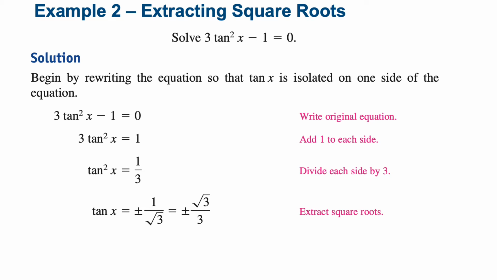How do we solve for the tangent? We take the square root of both sides. That's what your textbook says, extracting square roots. It's basically taking the square root of both sides. You get tangent of x on the left-hand side of the equation, and on the right-hand side, remember, you get plus or minus 1 over root 3, right? Because square root of 1 is just 1, and square root of 3 is just root 3. And then when we rationalize the denominator, it's plus or minus root 3 over 3.